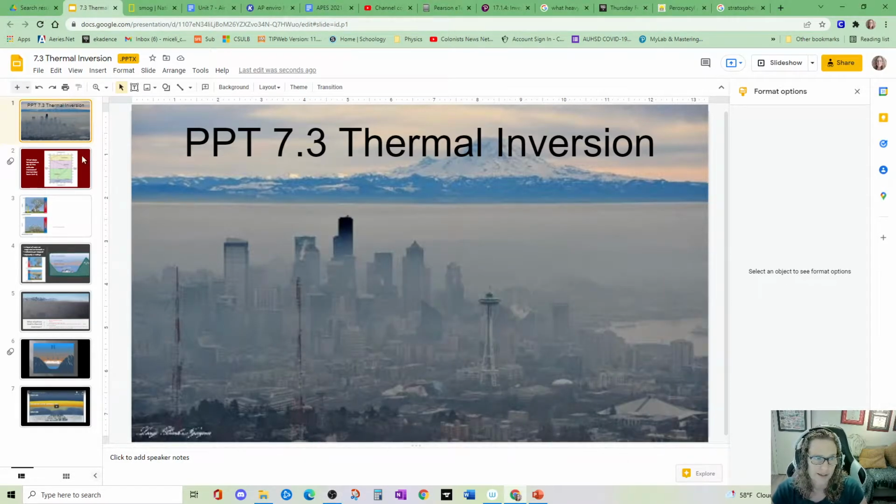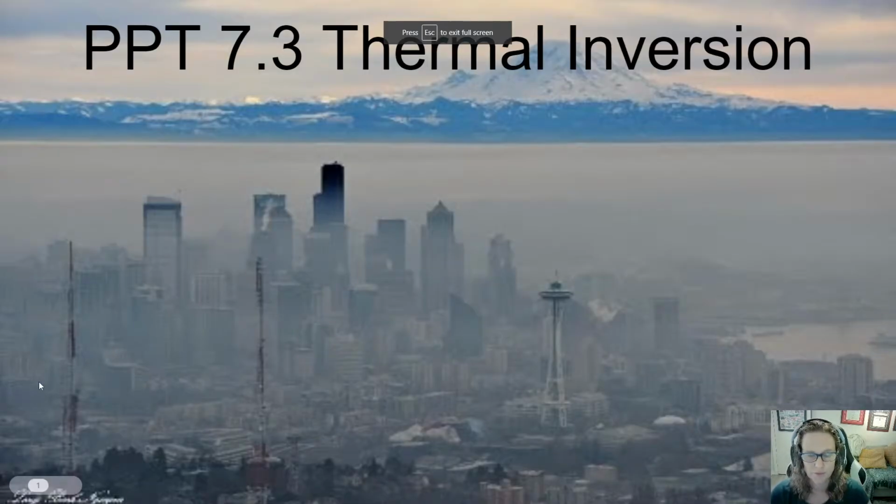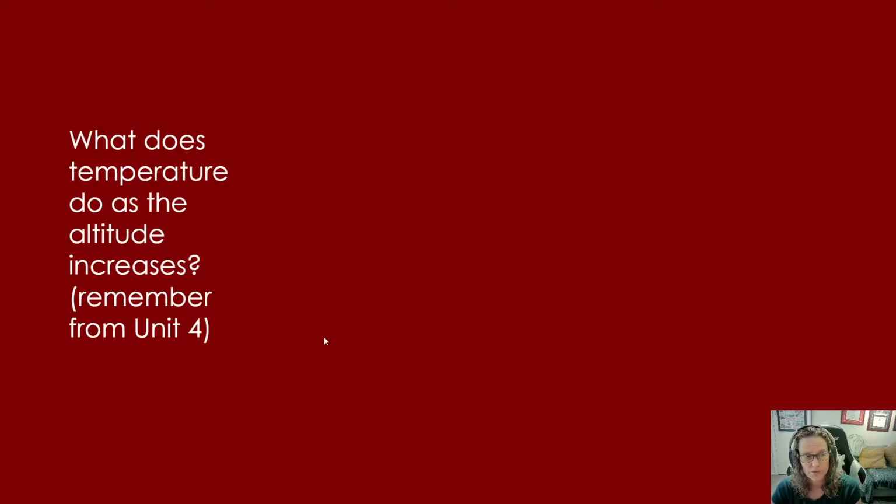Let's look at 7.3 thermal inversions. So thermal inversions look like this. You can see this distinct layer right here, and that's the inversion. This happens a lot in California, Seattle, like we're looking at, some places in Utah, places in front of mountain ranges usually. So temperature does what as altitude increases?